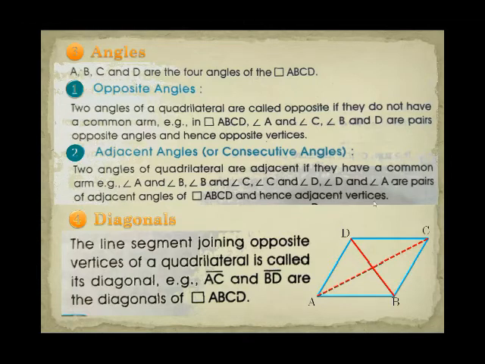Hence the adjacent vertices. Now, what are the adjacent angles or the consecutive angles? Here we have angle A and angle B as the adjacent angles. Also, angle B and angle C are the adjacent angles or the consecutive angles. Also, angle C and angle D are the adjacent angles, or we say the consecutive angles. And we also have angle D and angle A. It means that angle D and angle A are the adjacent angles or the consecutive angles of the quadrilateral.